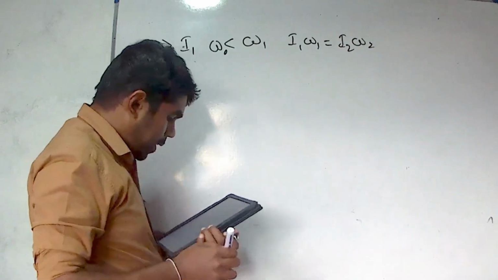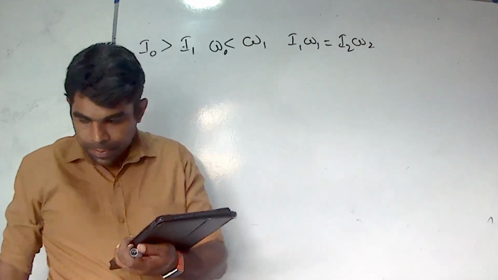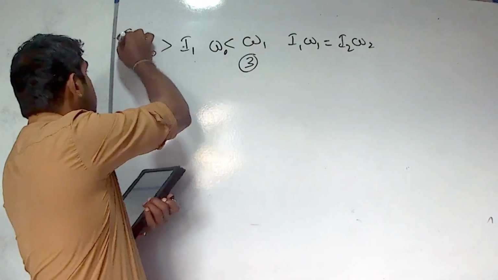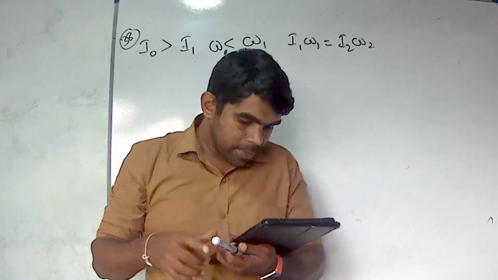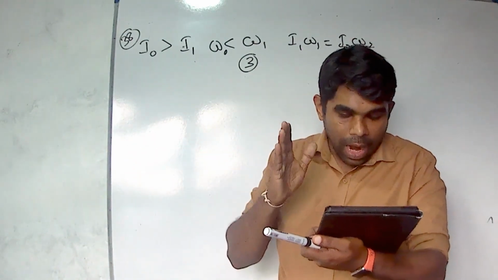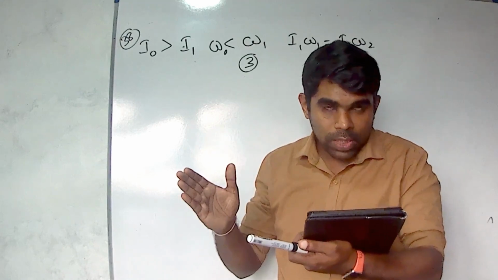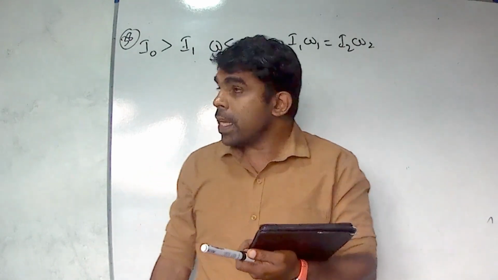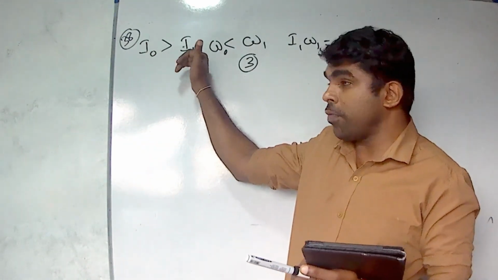Then we can get the answer 3 for question number 38, but there is an error in the PDF because they have given I0 less than I0. It should be I0 greater than I1. It means I1 is the small value.